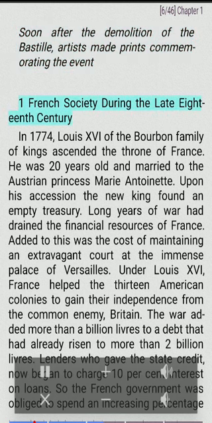1. Storming of the Bastille. Soon after the demolition of the Bastille, artists made prints commemorating the event. 1. French society during the late 18th century.